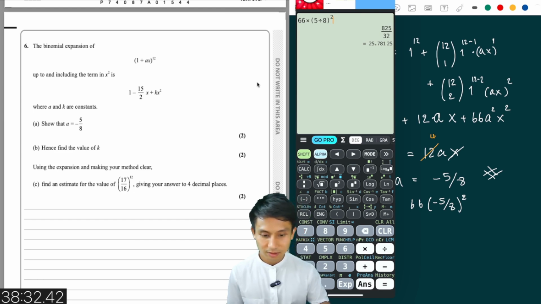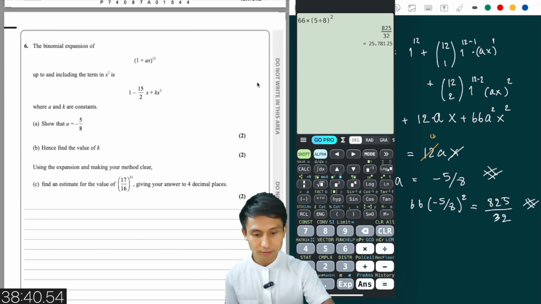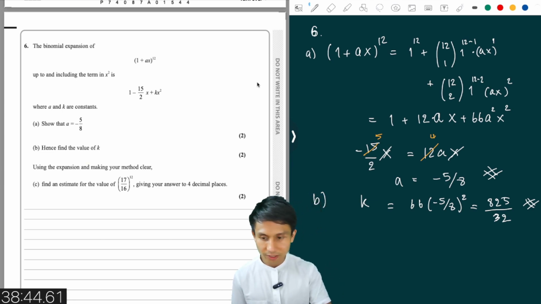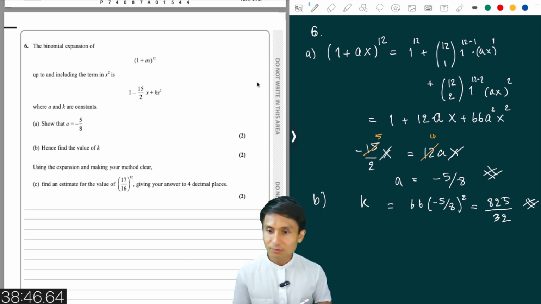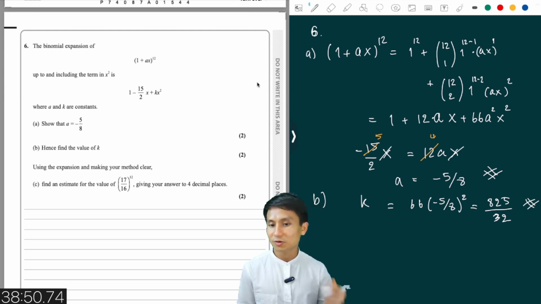I'm just going to use an exact form, 825 over 32, like that. Okay, so that's the value of k. Part C: using the expansion and making your method clear, find an estimate for the value of 7 over 16 to the power of 12.